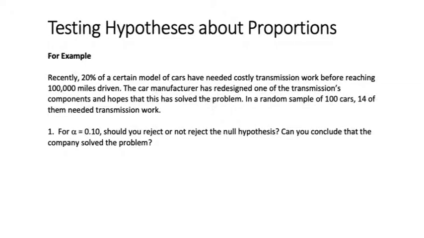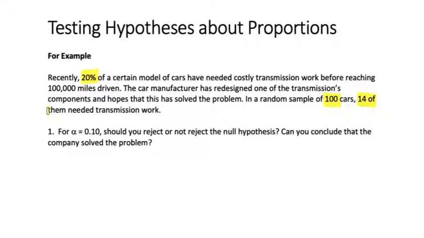In this video, we're going to talk about how to test a hypothesis about a proportion. So we're going to start by looking at an example. It says recently 20% of a certain model of car have needed costly transmission work before reaching 100,000 miles. The car manufacturer has redesigned one of the transmission's components and hopes that this has solved the problem. In a random sample of 100 cars, 14 of them needed transmission work.